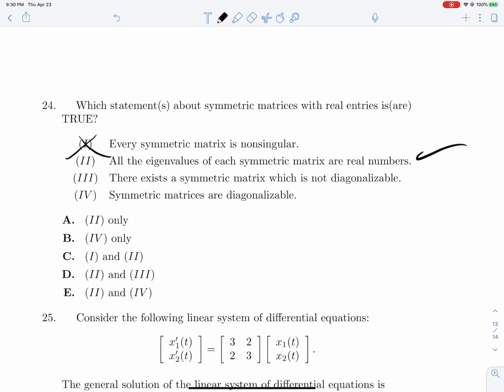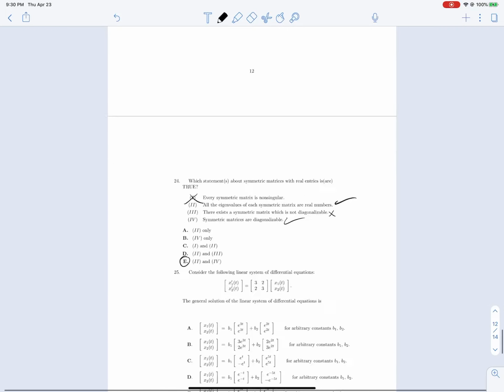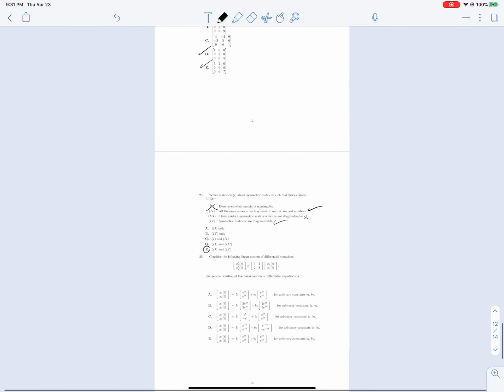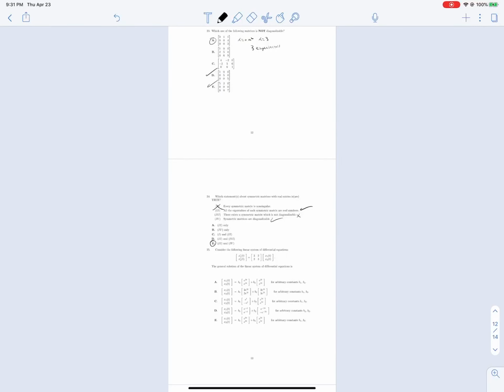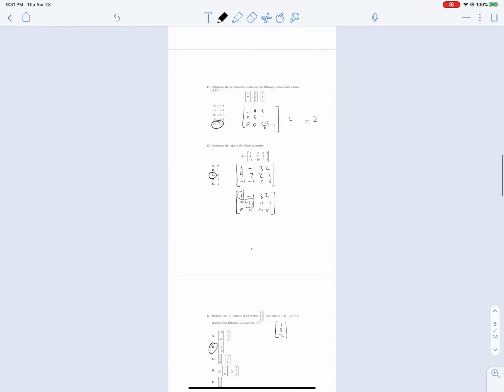Okay, what about 3? There exists a symmetric matrix which is not diagonalizable. Well, going right back to that spectral theorem, that tells us that all symmetric matrices are diagonalizable. What about 4? Symmetric matrices are diagonalizable. Yep, I agree with that. I kind of wish there was an option here that had 3 and 4 as answer choices, but sadly there is not. So 2 and 4, by that same theorem, which you should go take a look at, because usually there's 1 or 2 questions which directly reference it, as a good thing to know. That should be our answer. So E for 24.